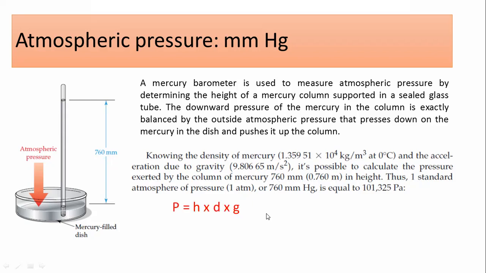Again, I'm using a very simple formula. If you are unable to understand by using this definition, that means pressure will be equal to the height, density, and the gravity. This is the height and the density of the mercury, which is given over here, and this is the gravity. The gravity is 9.81 meter per second square. So you put the value in this formula.